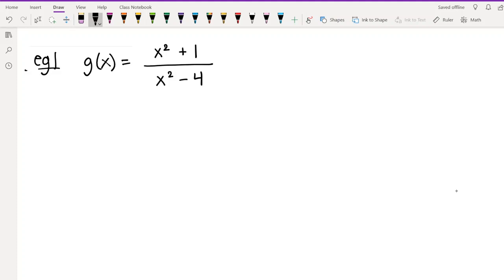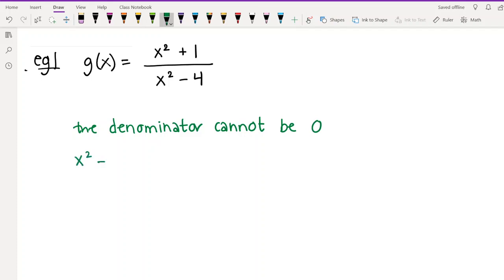Same deal as the last one, right? This is a function where we have variables in the denominator. And so what we need to do is ensure that the denominator is not equal to 0. So the denominator cannot be 0. How do we translate that into an equation? Well, that means that x squared minus 4 cannot be equal to 0.